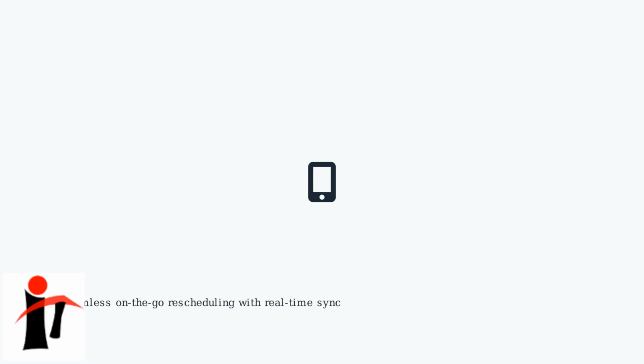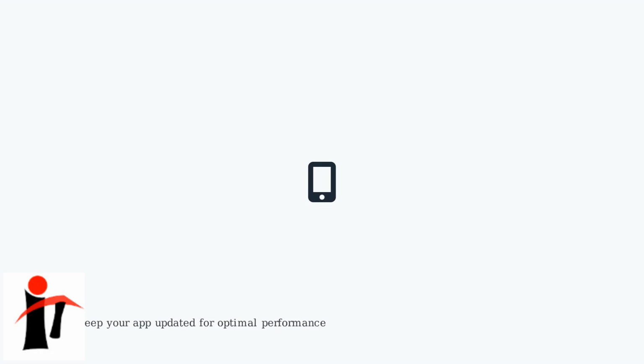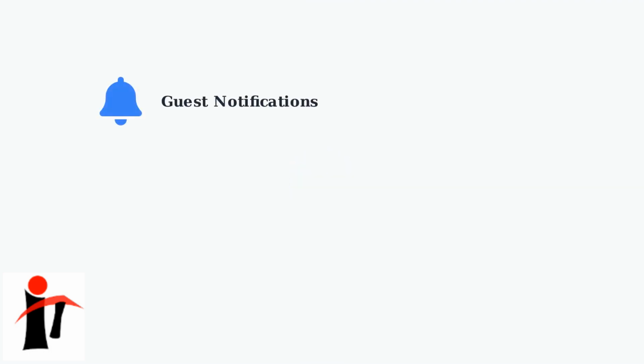The mobile app offers seamless rescheduling on the go, with real-time synchronization that helps reduce scheduling errors across your devices. To ensure the best performance, make sure your Google Calendar app is always up to date through the App Store. When you reschedule a Google Calendar event, the platform automatically sends email notifications to all invited guests. These notifications inform attendees about the time or date changes, helping everyone stay updated.